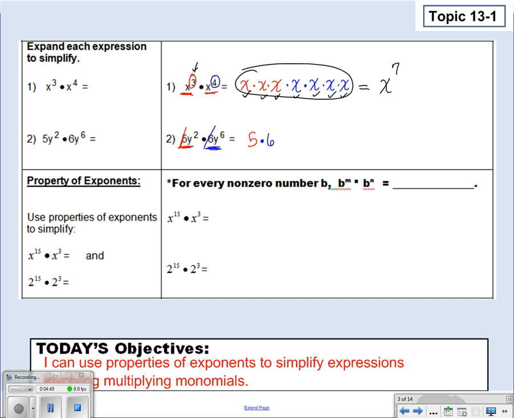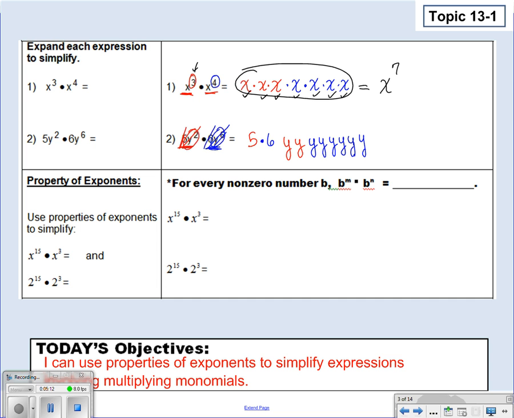Now we have our y's. So the first one is y squared. That means I have 2 y's, stamping it out. And the second one is y to the 6th. So I'm going to stamp it out 6 times. 1, 2, 3, 4, 5, 6. Should be a y, not a 6. And we've taken care of that.